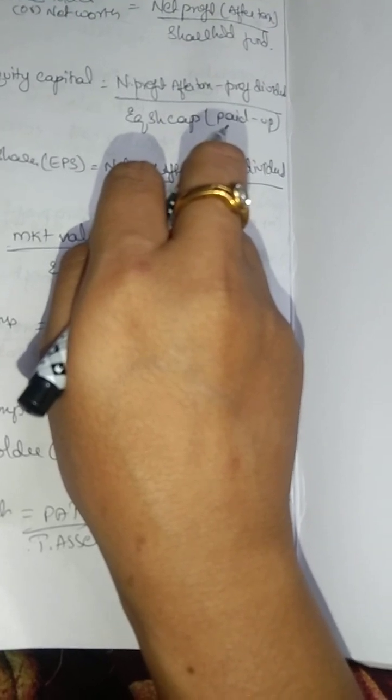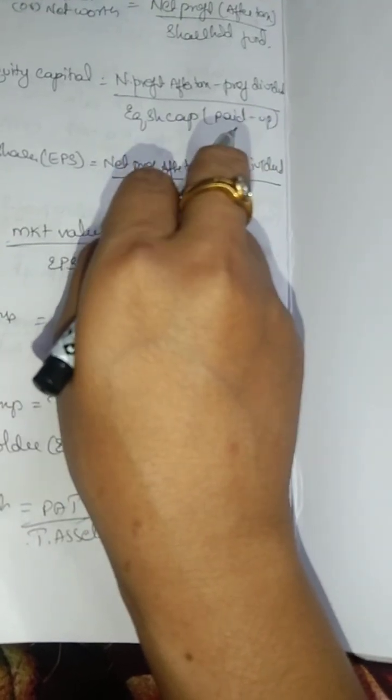Like for example, 1,000 shares are there, 100 each, but the paid up is 80. So we will take the paid up value. So 1,000 into 80 means 80,000 we are going to take, not 1 lakh. Understand? That is called paid up.